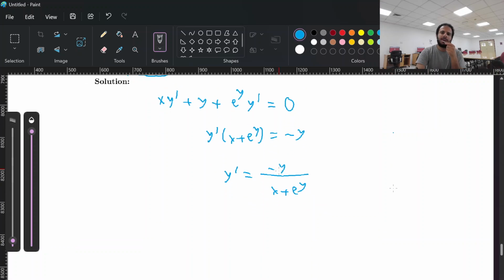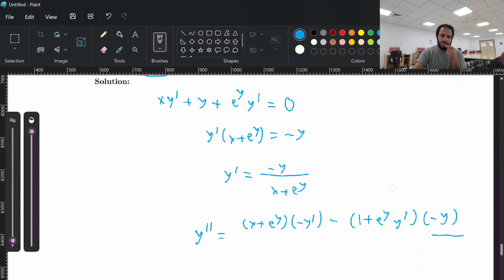Next, what do we do next? We take derivative again. So y double prime equals (x plus e to y) times minus y prime, right? Yes. Minus (1 plus e to y times y prime) times minus y, over (x plus e to y) whole square.